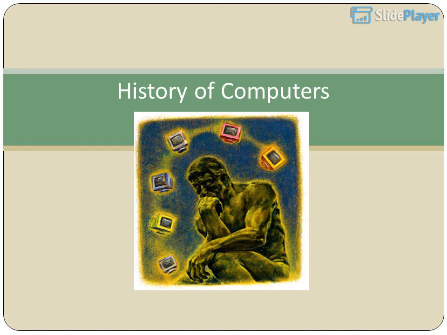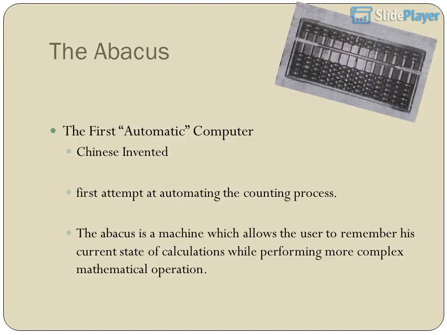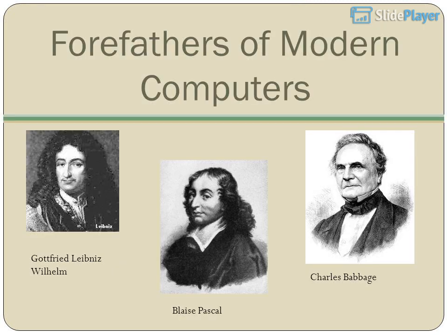History of computers. The abacus, the first automatic computer, invented by the Chinese. First attempt at automating the counting process. The abacus is a machine which allows the user to remember his current state of calculations while performing more complex mathematical operations. Forefathers of modern computers.